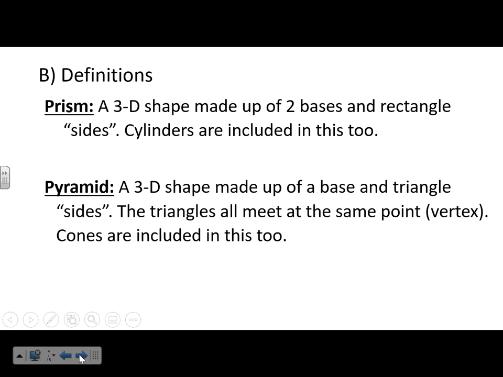I think technically a cylinder is not in this category, but I'm going to include that in this one because the formulas end up being fairly similar. So I'm including cylinders in that as well. The bases are just circles.